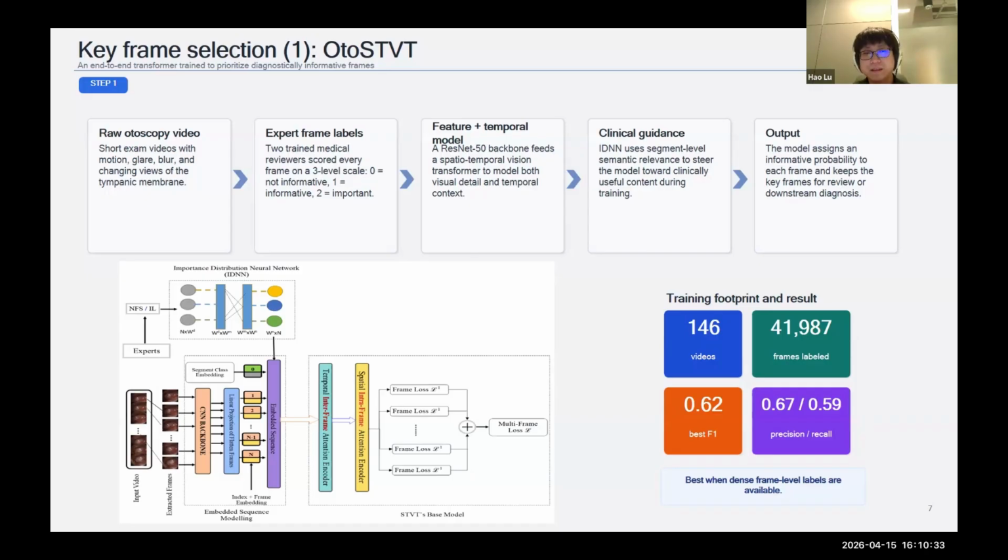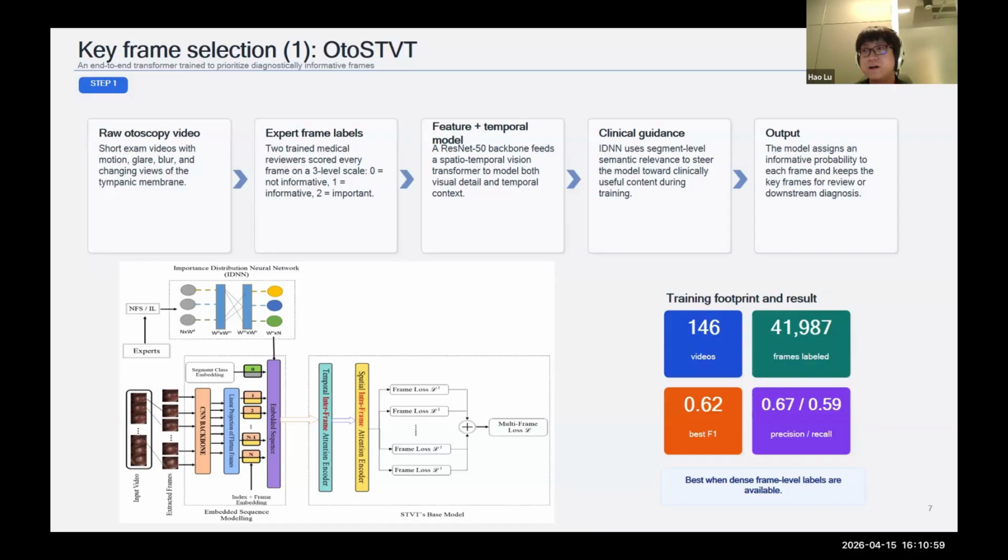All the otoscope videos have at least two ENT experts do the diagnosis, and only the videos that both ENT experts agree with each other will be left. So with this solid data set, we can do our first task, which is the keyframe selection.